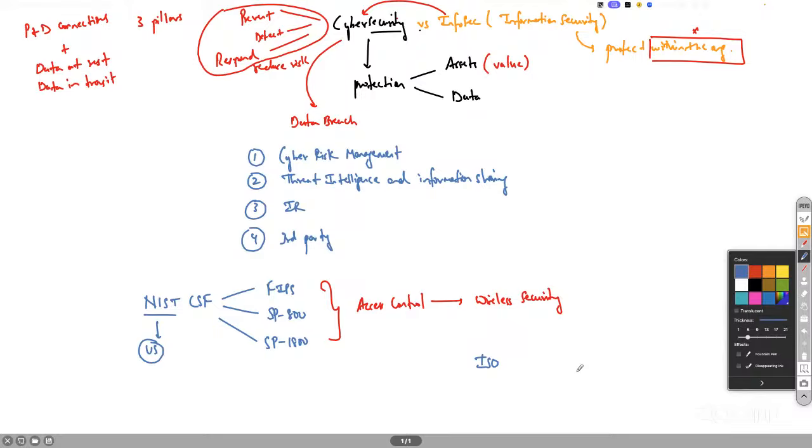From a security perspective, the standard that you should be interested in is ISO 27000, or sometimes you will see it written as ISO 27K. Okay, and in here there are 6 documents: 27001, 27002, 27003, all the way up to 27006.